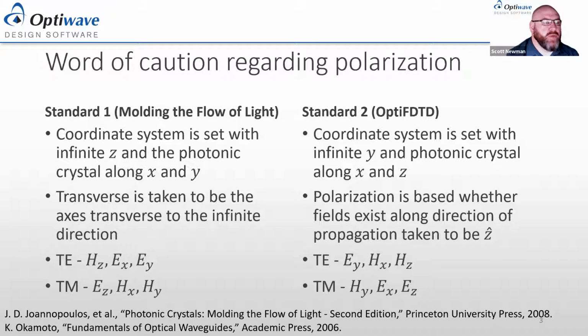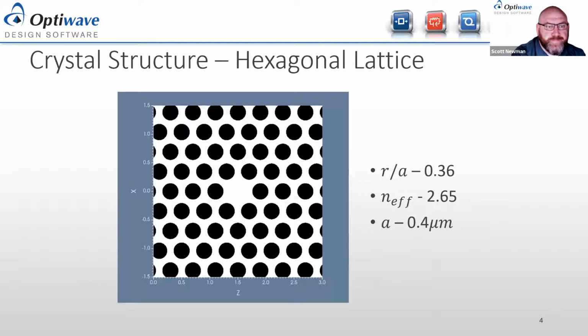So sometimes people will run simulations or look at results and try and compare it to a reference and say the TE and TM are switched. And it's just a standard difference. That's all. It's no issue with the calculations. Different people have different standards of what transverse actually means.